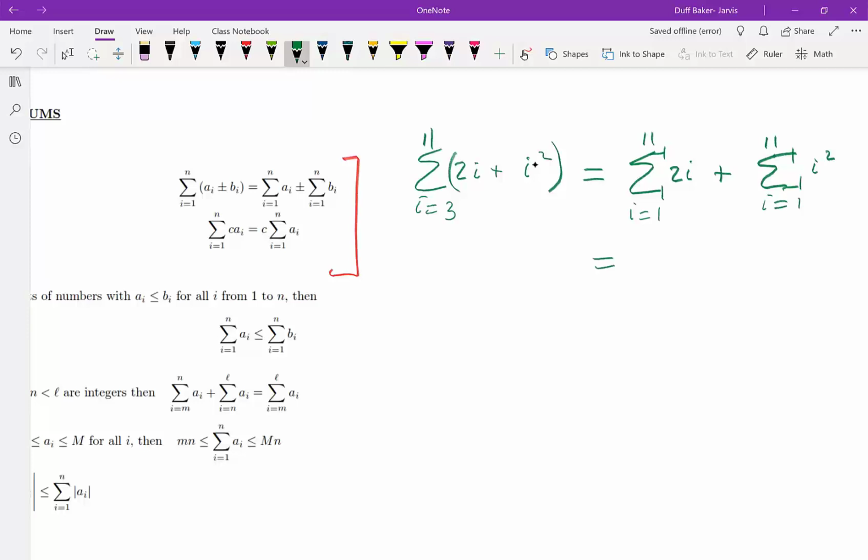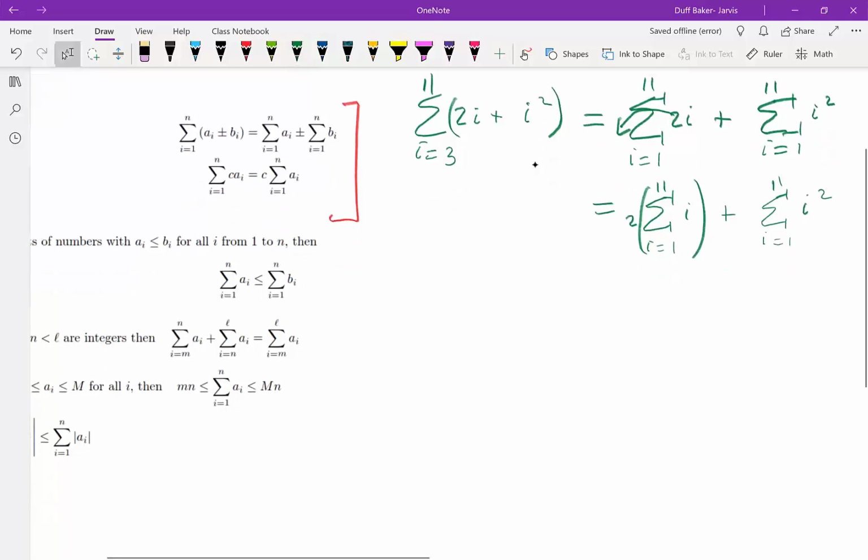And if you wanted to break it even further, you can pull the 2 out, right? Just like you can pull a number through a derivative, you can pull a number through a sum. So you could simplify this as 2 times the sum of I equals 1 to 11 of I squared. So you could write it like this. And that will be useful for us later.